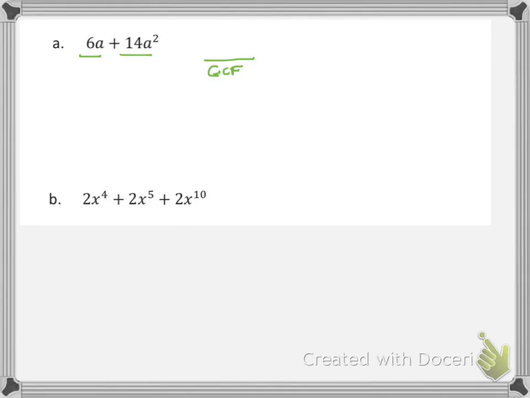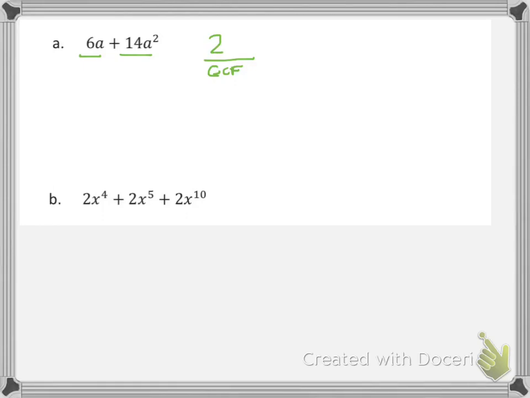So let's see, if I consider the coefficients first, I have a 6 and a 14. 6 doesn't go into 14, so the greatest common factor can't be 6. The next biggest factor of 6 is 3. Does 3 go into 14? No. The next biggest factor of 6 is a 2. Does 2 go into 14? Yes. So 2 has to be my greatest common factor.